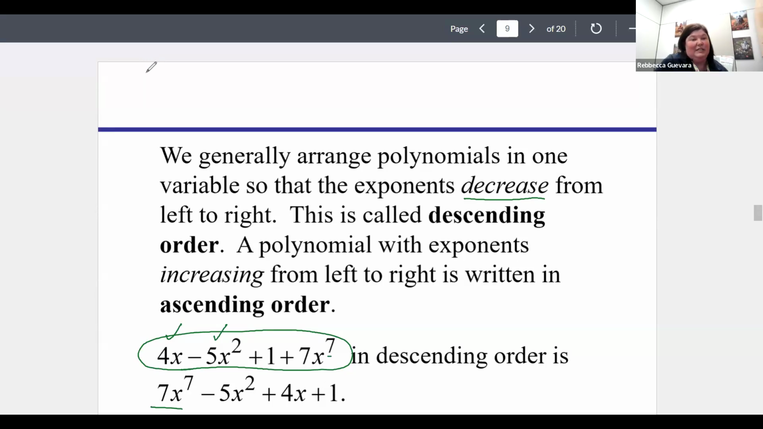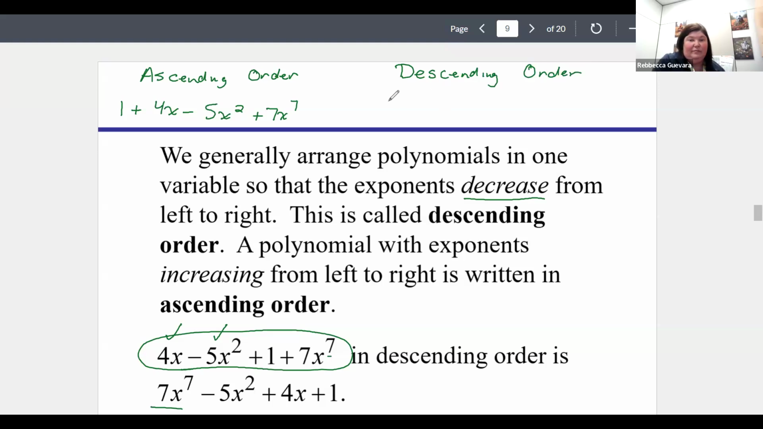So if I wanted to do ascending powers instead, all we do is flip this around. So this is my first one, and then I go up to the next highest powered term, and the next highest powered term. Like I said, we prefer descending order. This is the one that we're going to prefer, but you may be asked to do ascending order at times.